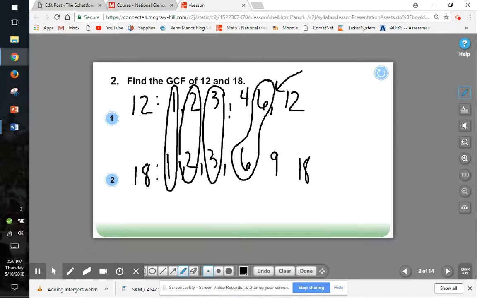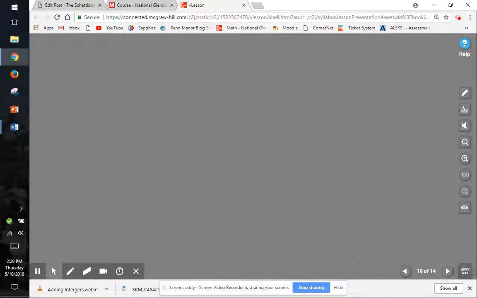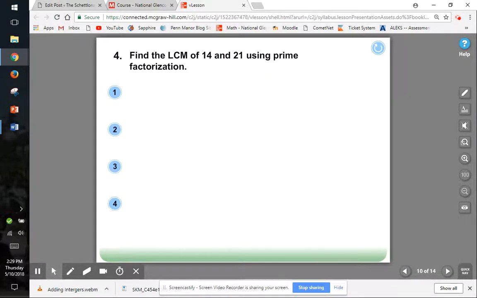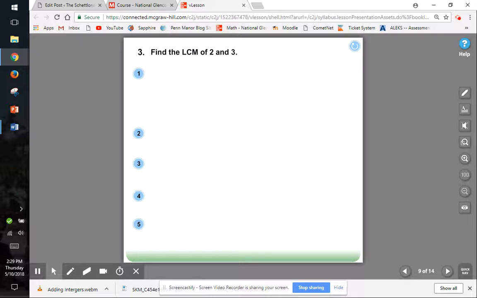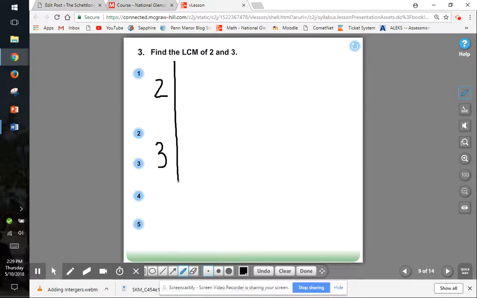Now, often confused with factors are multiples. So in this case, I think I skipped over one that I wanted. There it is. Least common multiple of 2 and 3. Well, multiples are when I multiply numbers into the number that I'm writing currently, what comes up? I'll show you what I mean by that.